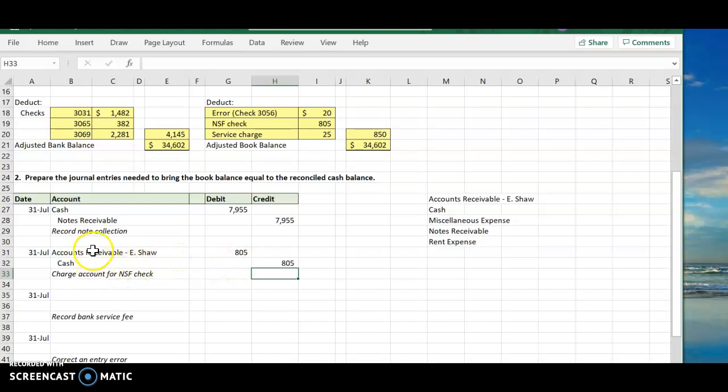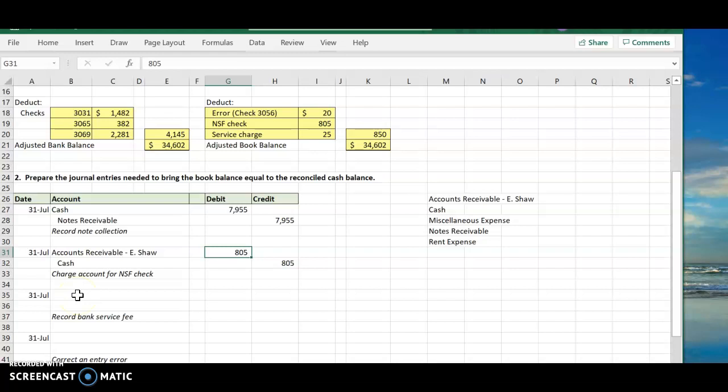So if we had tacked on a fee for an NSF charge, we would have debited the accounts receivable. Let's say we wanted to charge him $25 for the NSF check for our cost of having to try to collect it and our additional accounting work. Then we would debit his account for $830. We would credit cash for $805, and we would credit NSF service fees or something like that for $25. But in this case, we didn't do that, or we weren't told to.